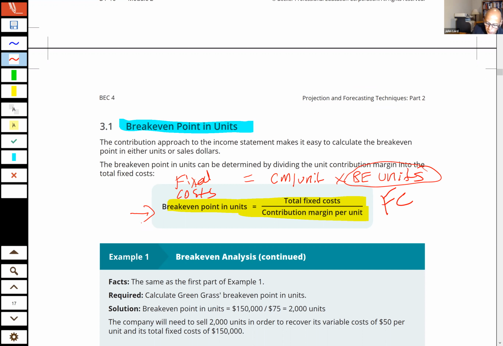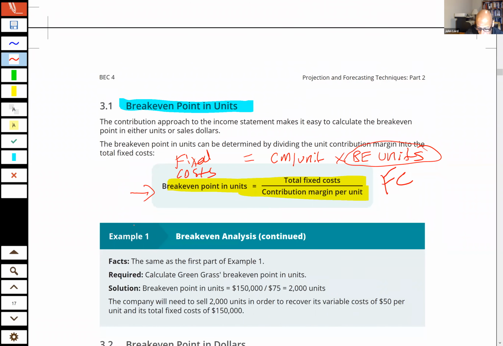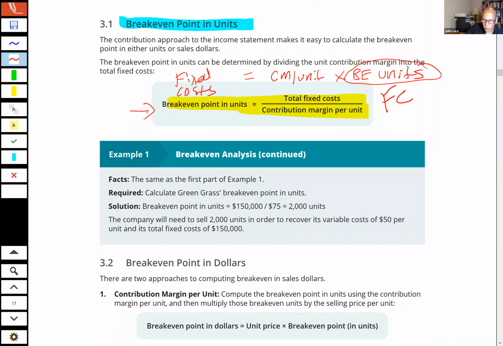Okay, now let's just look at this particular example, and it's pretty straightforward. They had the contribution margin of 75. They have the fixed cost of 150,000, so they have to sell 2,000 units to break even, to just cover those 150,000 of fixed cost. Question?